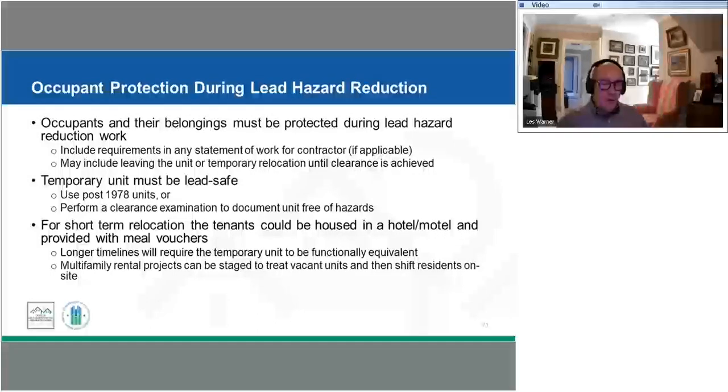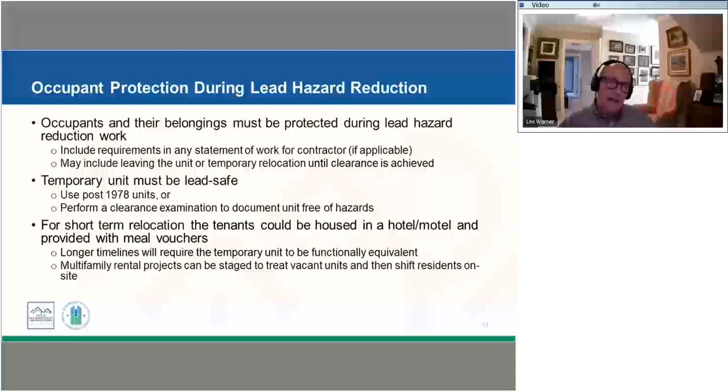So we need to make sure while work is being done that we're protecting those occupants from exposure to any lead hazards that we're creating while we're working. And that also includes their belongings. So, if we are going to be working we might say, well, the occupants can't be here, but if we leave their belongings in that room, they then may be covered or contaminated. And, depending on what it is, it may not be something that we can actually effectively clean.